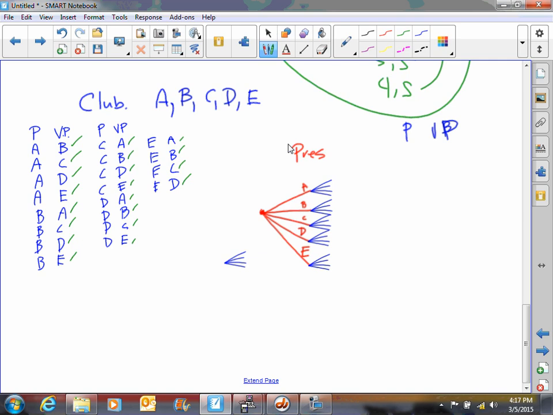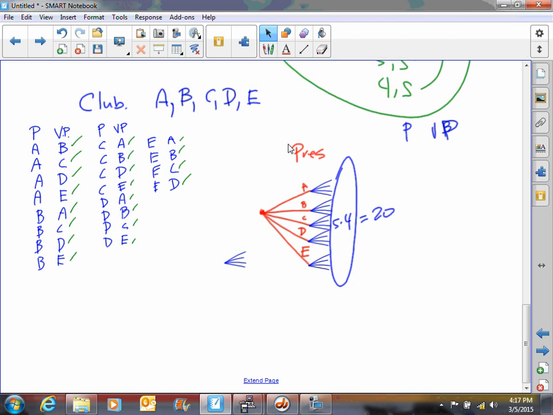Now, actually, notice we've got 5 branches here, and then for each of the 5 branches we have 4. So the number of different things we have here is 5 times 4, or 20. So again, we get 20 from this in this particular way.